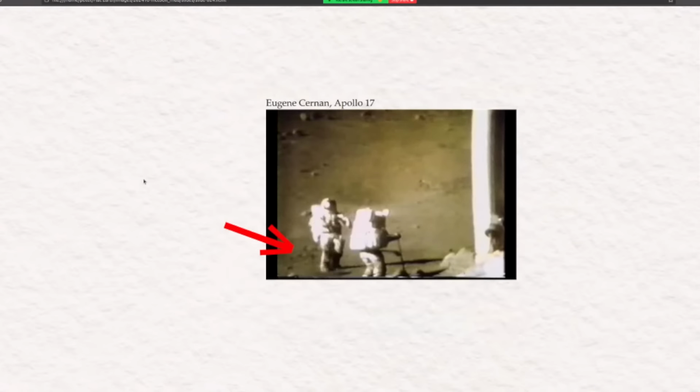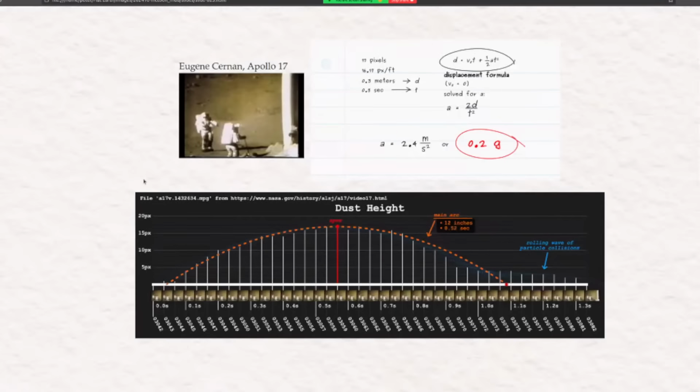What about the clouds of dust kicked up by their feet? Oh yes, I did the same analysis on the dust. And yes, you better bet it shows moon gravity. So tell me, how did they put a wire harness on a cloud of dust?